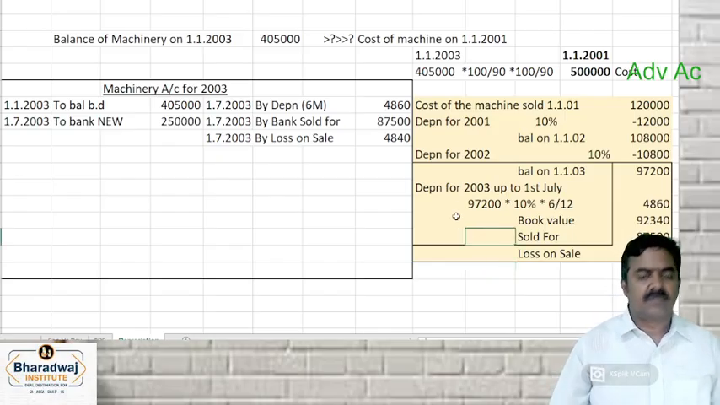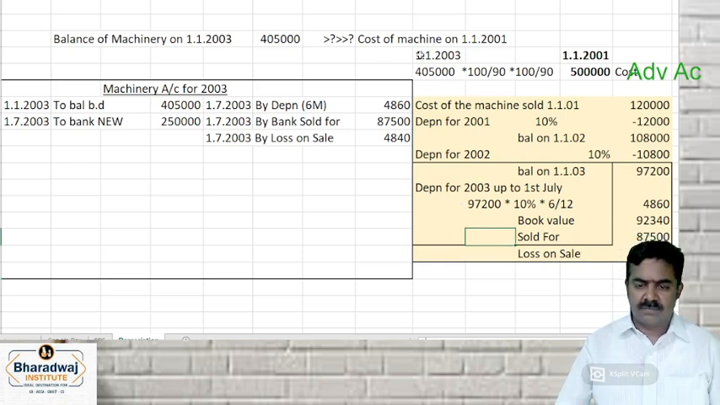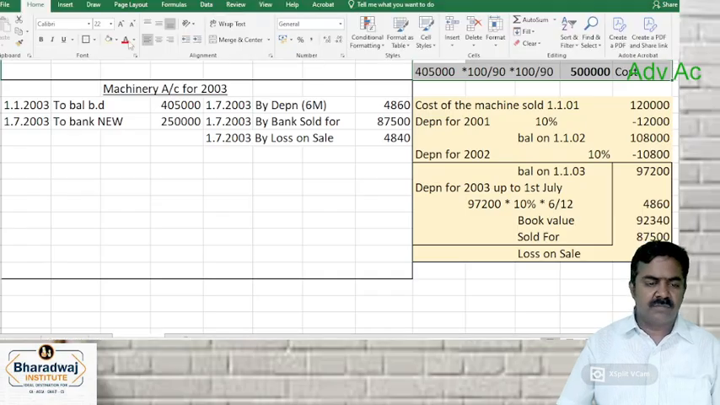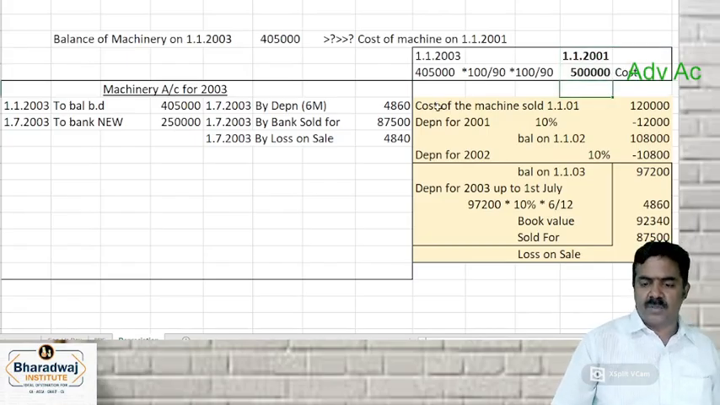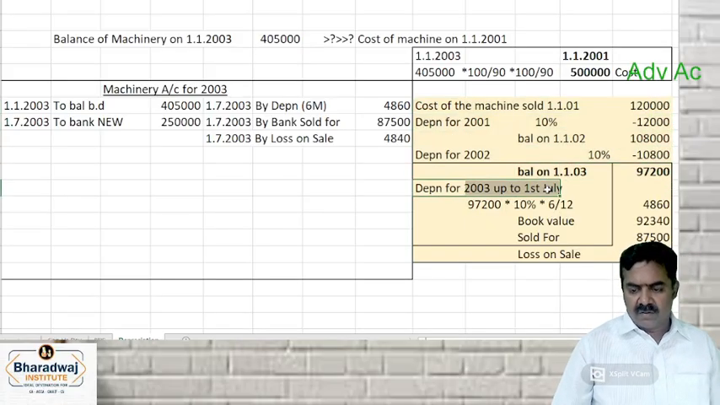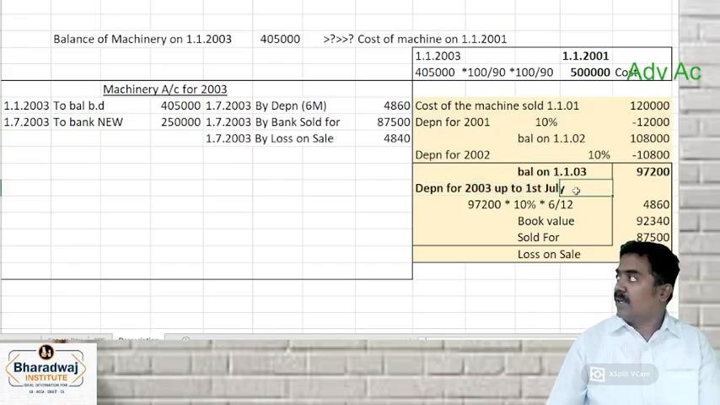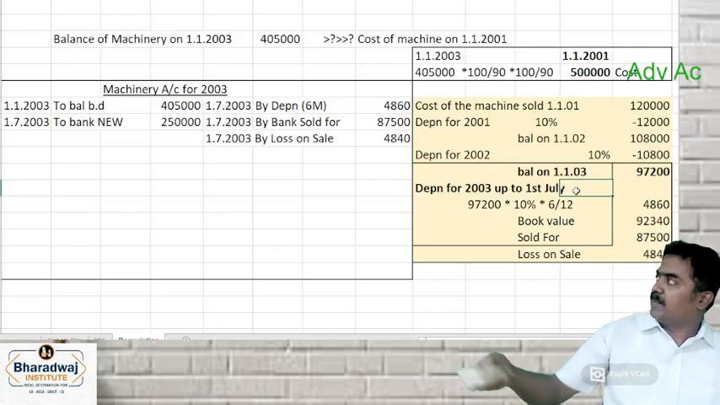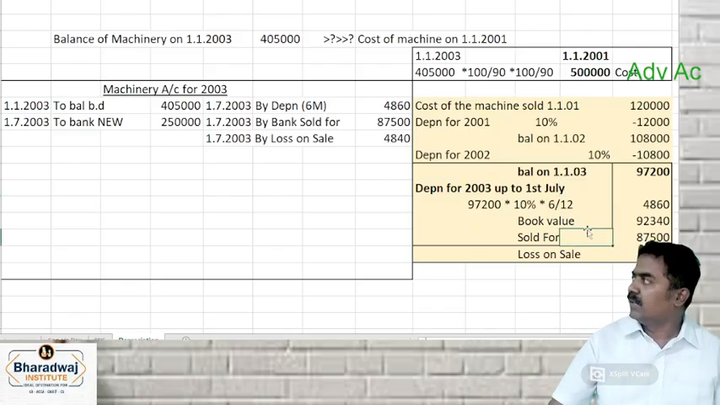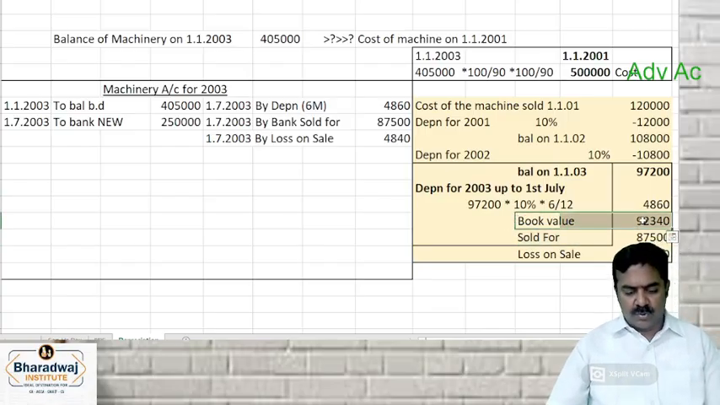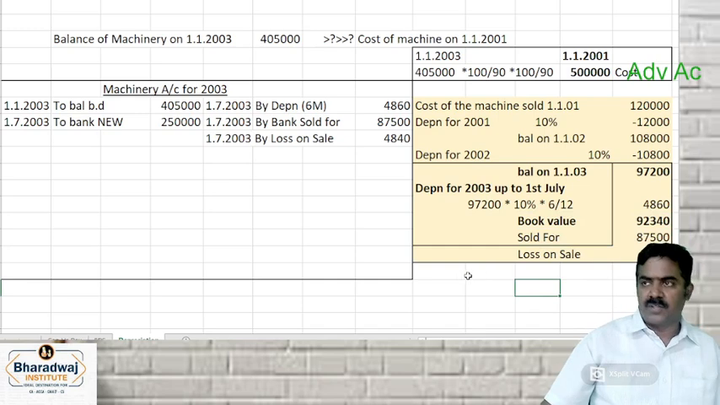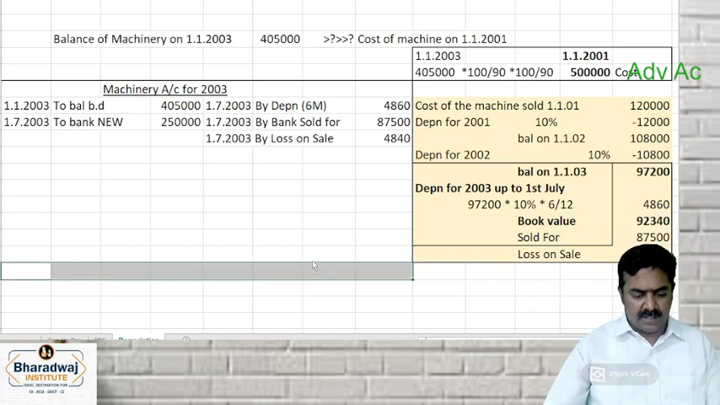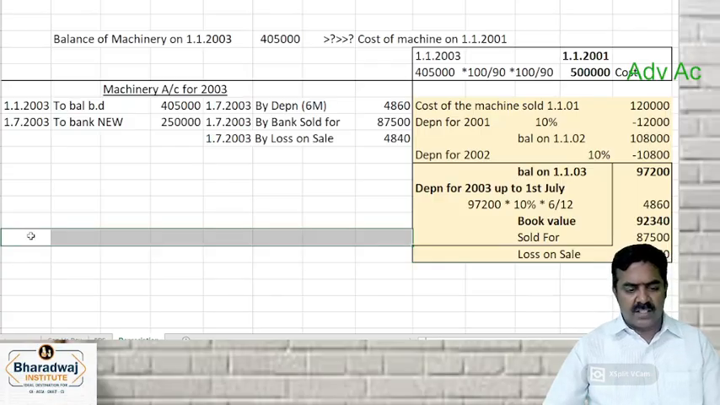Proceed பண்ணலாமா? Any doubt up to this? ஏன் reverse workup பண்றோம்? We want to change the method from 2001 onwards. இது வந்து to work out the profit or loss on machinery sold. Okay. We sold it only on 1st July. Now, we have to provide depreciation up to 1st July. So book value 92,340, sold for 87,500, loss on sale how much? 4,840.